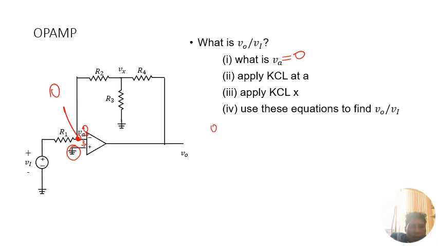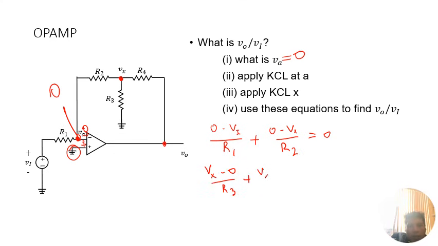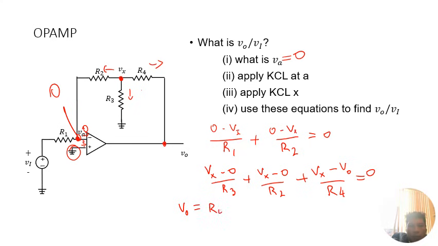So I have basically (0 minus V_i) over R1 plus (0 minus Vx) over R2 equals 0. I'm trying to find V out, so I need another equation, and I can apply KCL at Vx. So I have (Vx minus 0) over R3 plus (Vx minus 0) over R2 plus (Vx minus V out) over R4, and that has to be equal to 0. So I just have these three currents. Now you can see that V out as a function of Vx is equal to R4 times (1 over R3 plus 1 over R2 plus 1 over R4) times Vx.